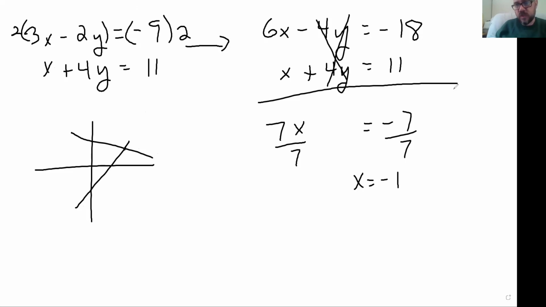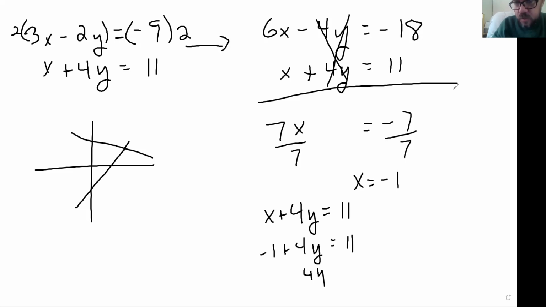I got x plus 4y equals 11. So if I have x plus 4y equals 11, then I can put in -1 for x, add 1 to both sides, and so y has to be 3 because 4y is 12. So what I've got is x equals -1, y equals 3. That is a point, right? I found the value of both my variables and it's given me a point.